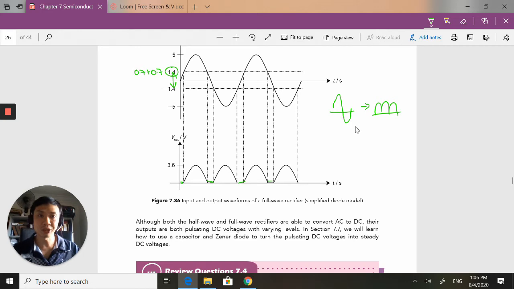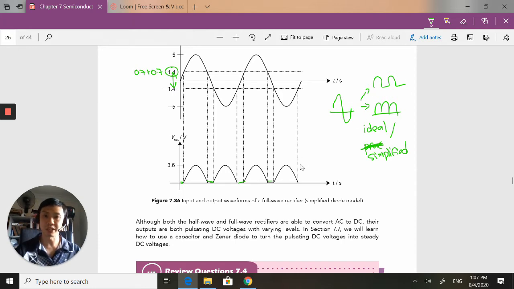There are two ways to go about it. This is the full wave, and this is the half wave. And we also have to consider whether we are using an ideal or a simplified diode model. So two things to consider when we want to change AC into DC.